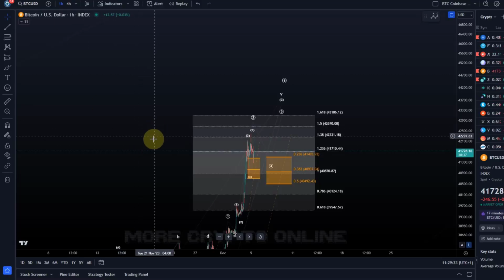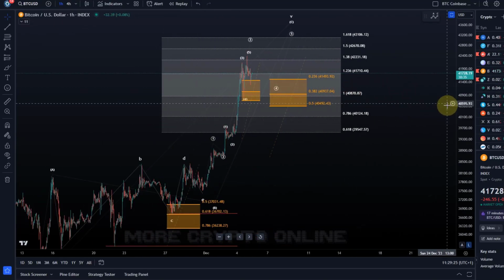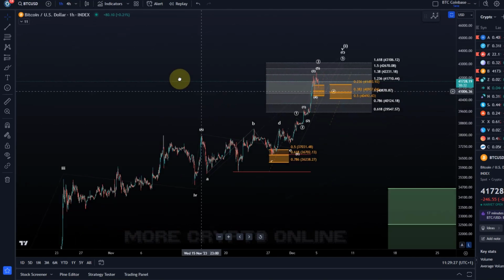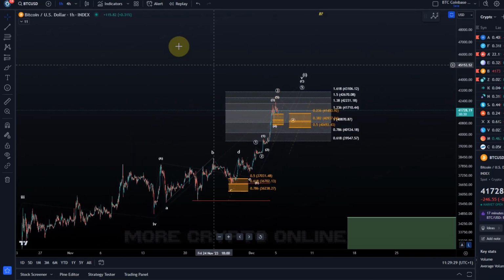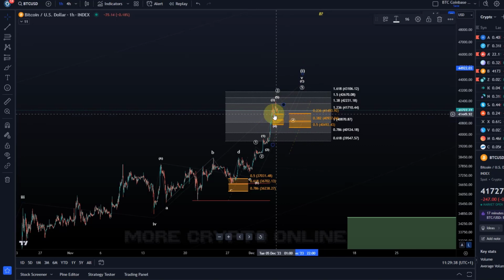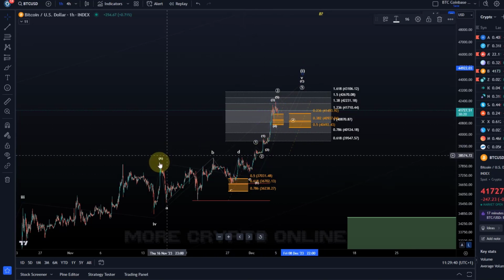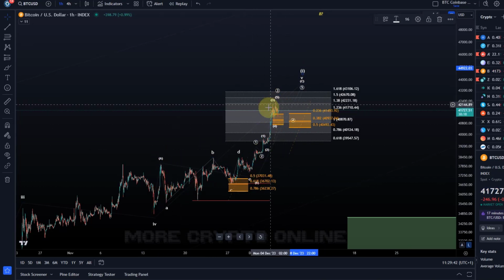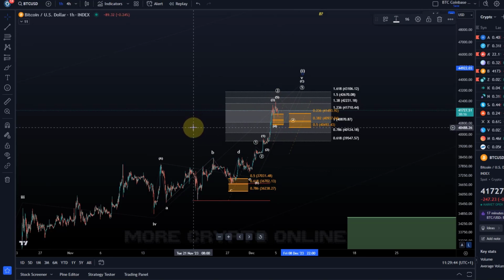Okay, let's go to the shorter time frame count. Still tracking here the white count on the 1 hour time frame. So we've had our rally into the 41 to 42K region. The market yesterday listened to one of our support areas. We've basically arrived where we wanted to be weeks ago. We have our extension in wave 5 of 1. The extension now looks pretty full.